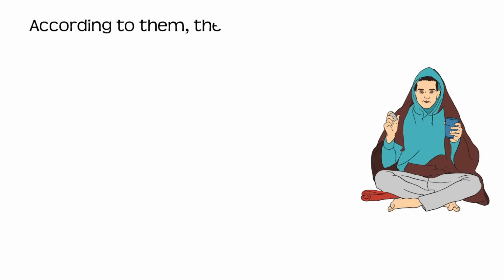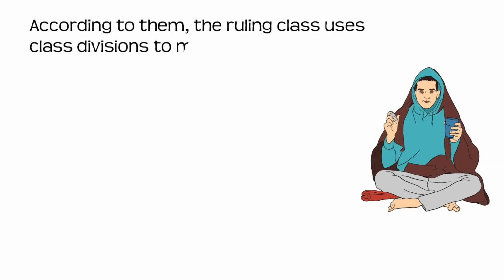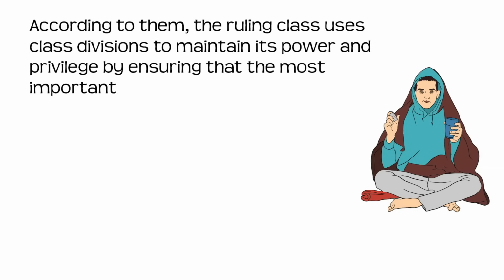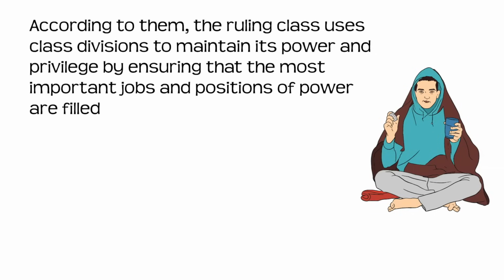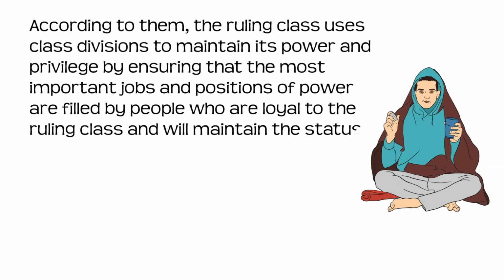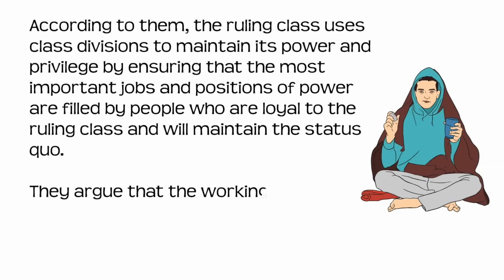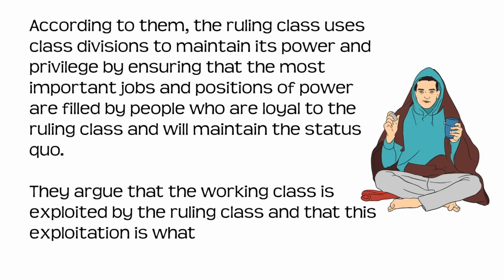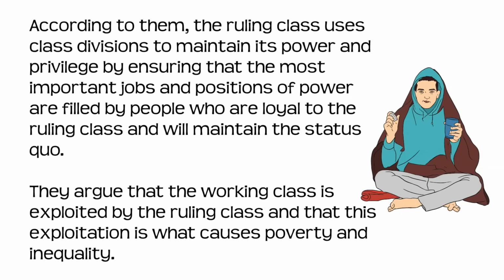According to them, the ruling class uses class divisions to maintain its power and privilege by ensuring that the most important jobs and positions of power are filled by people who are loyal to the ruling class and will maintain the status quo. They argue that the working class is exploited by the ruling class, and that this exploitation is what causes poverty and inequality.